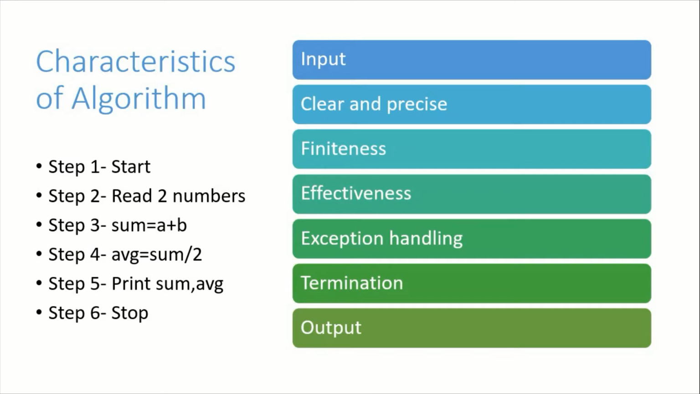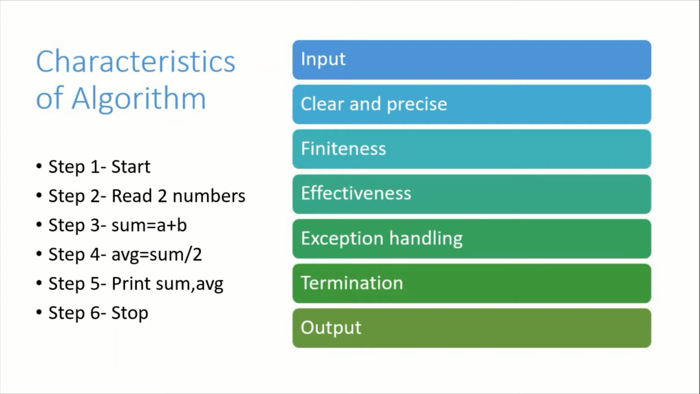In this example, we are calculating sum and average. So here we need to add two numbers, and once the addition is performed, the average is calculated. No other calculations need to be done here. No unnecessary step is involved here. This is how the algorithm should have the minimum number of steps to generate the output.